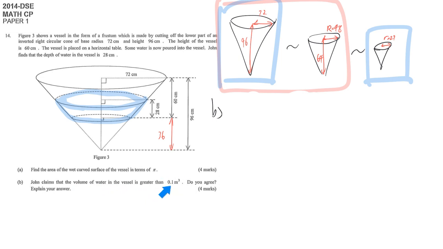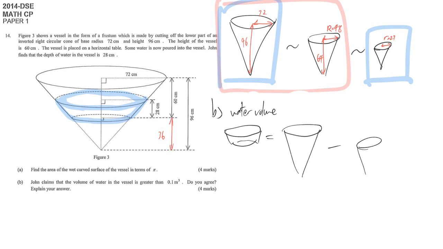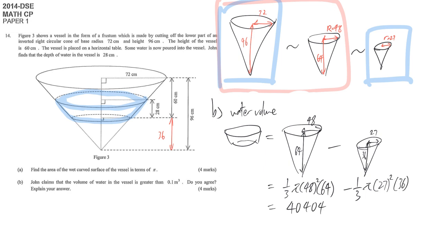So we are going to compare the volume with this. To get the water volume, we are talking about the middle frustum volume. So the method is we use the middle cone, subtract the smallest cone. That's our strategy. And then for the volume, we already have the base radius here, 27, and the height is 36. So it's very straightforward. The volume is just equal to 1 over 3 pi radius square times the height of the cone, minus another cone. We get 40404 times pi.